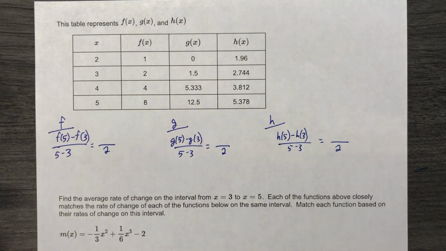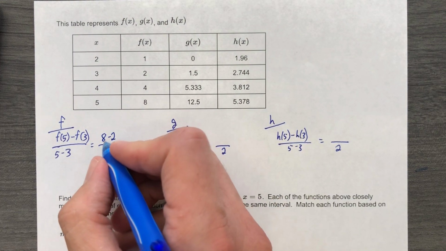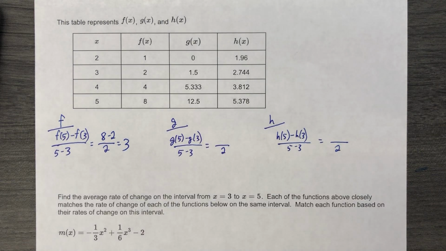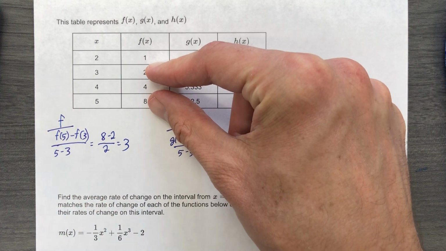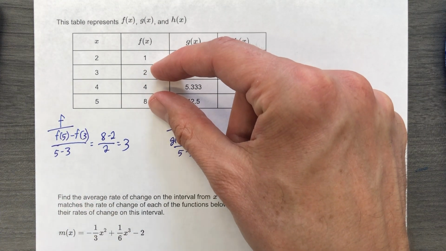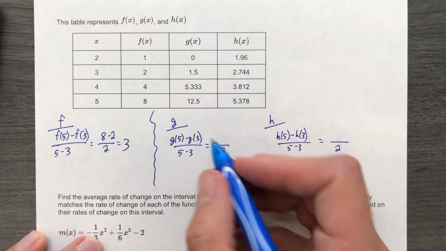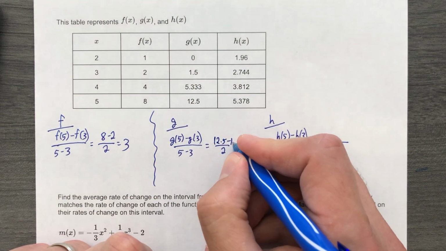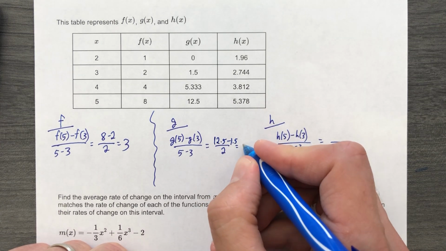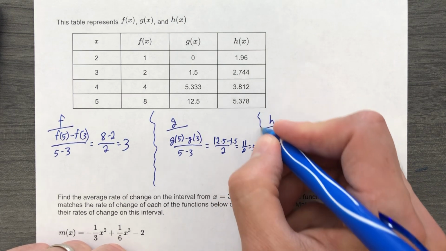And numerators are going to be 8 minus 2. Don't need a calculator for that. That's going to give me 6 over 2, which is 3. The average rate of change of the f function from here to here is 3. It's just asking for slope. Really, this lesson is a review of slope and then just matching things accordingly. So there was the f. All right, let's do the g. g of 5 is 12.5, and that one's 1.5. When we subtract those, we have 11. That's going to give me 11 over 2, which is 5.5. All right, that takes care of g.